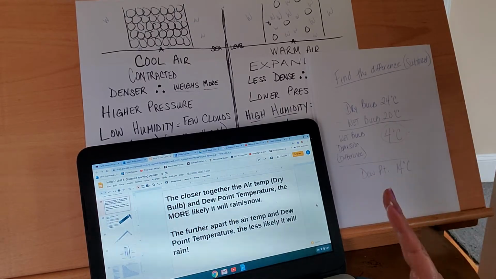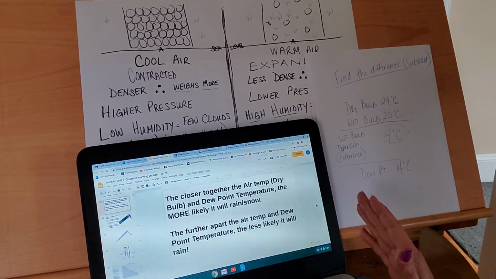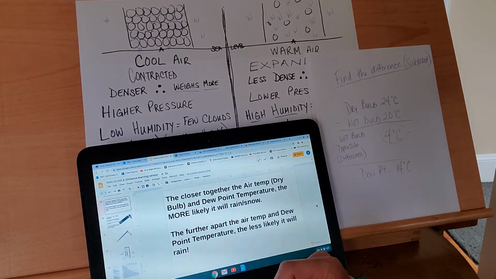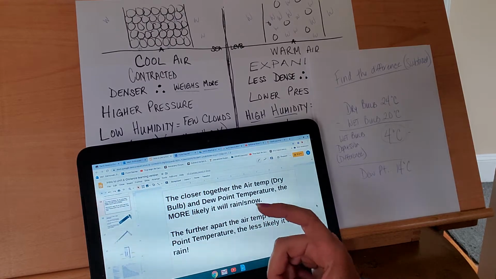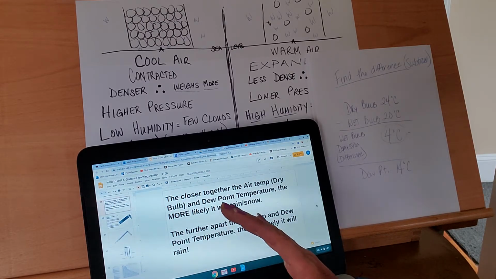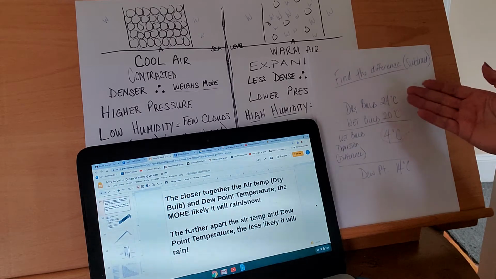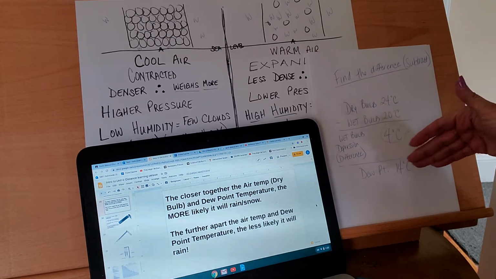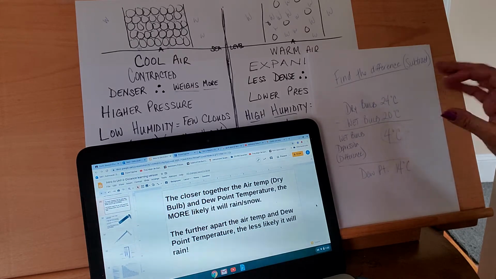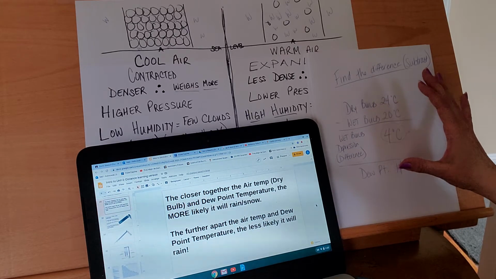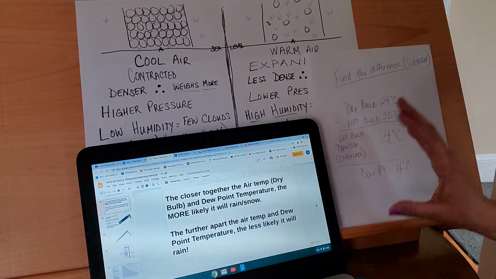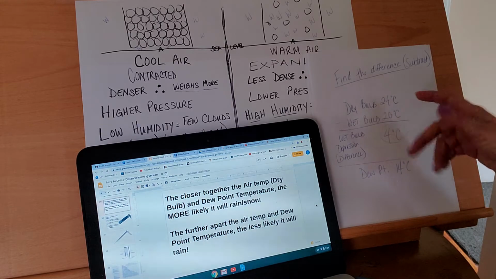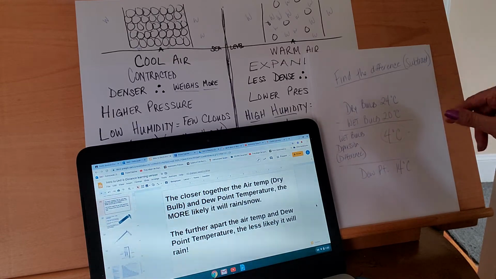The closer together the air temperature, or the dry bulb, and the dew point temperature, the more likely it will rain or snow. The further apart the air temperature and the dew point temperature, the less likely. So if it was 24 degrees outside as the dry bulb temperature, and we got a dew point temperature of 22 degrees, now we know we're very close to the dew point temperature. The air is getting really saturated. 2-3 degrees apart, yeah, it's going to rain or snow, depending on what the temperature is. At these temperatures, it would fall as rain.